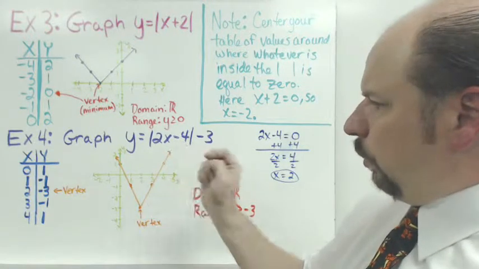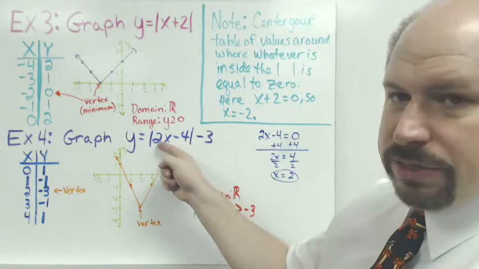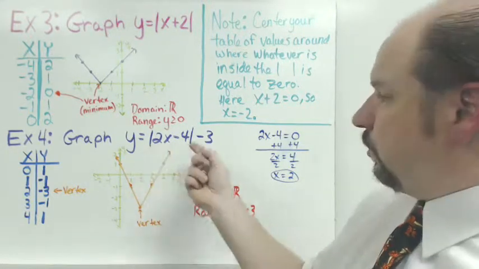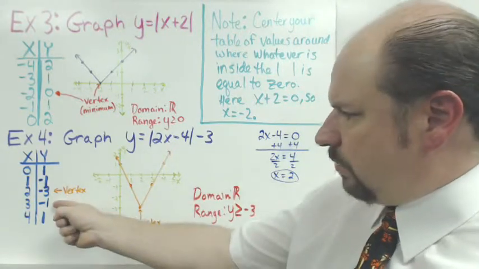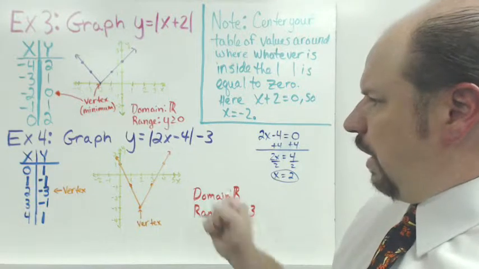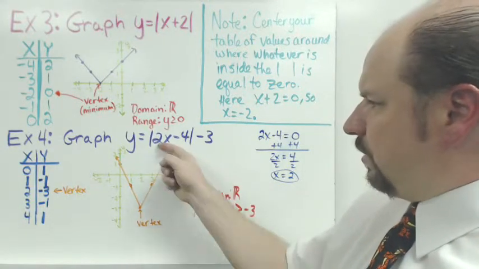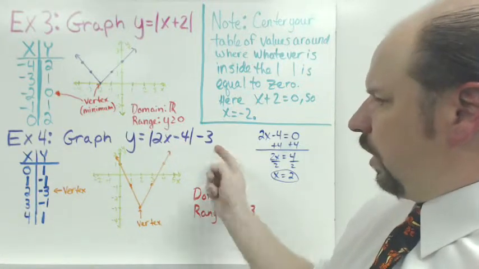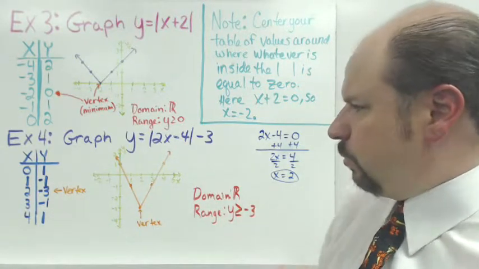Okay, moving on, when we put in 3, 2 times 3 is 6, 6 minus 4 is 2, absolute value still makes it 2, minus 3 gives us negative 1. And last one, 4, 2 times 4 is 8, 8 minus 4 is 4, absolute value is still 4, minus 3, 4 minus 3 is 1.